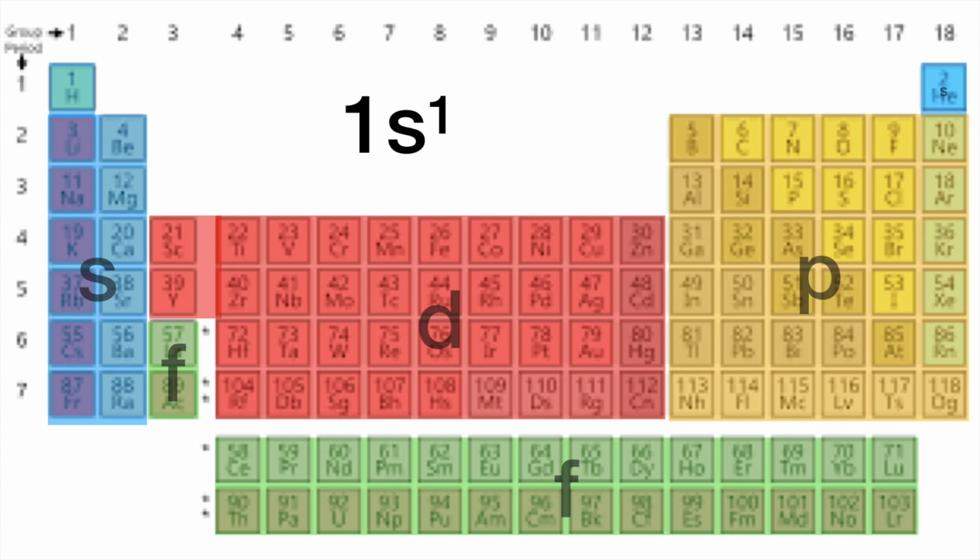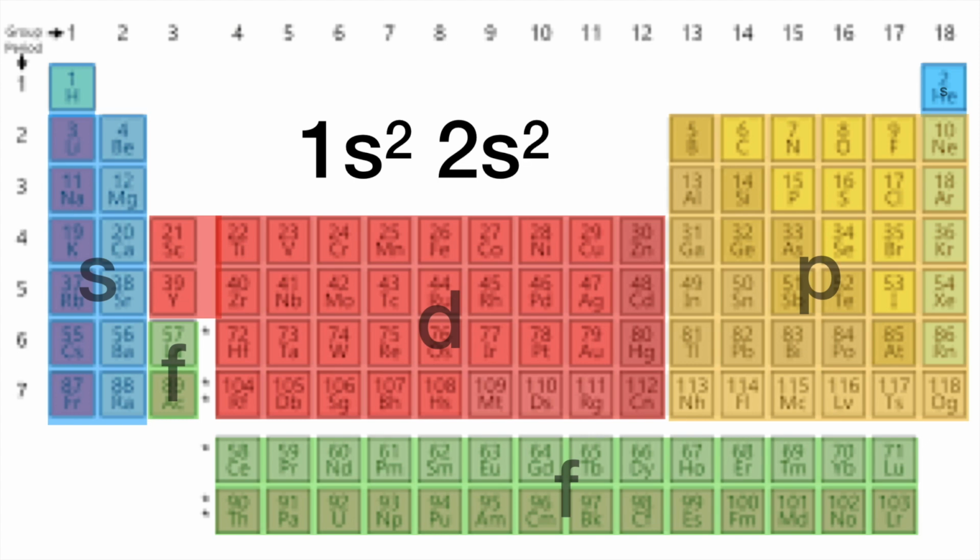Now let's try beryllium. Beryllium, you start by just starting with hydrogen, so you start with 1s1 again, 1s2 actually because you're including helium, 1s2. And then 2, because that's the period it's in. 2s, because that's the group it's in. And then 2, because that's the number it's in. Like that. And that's the configuration for beryllium.